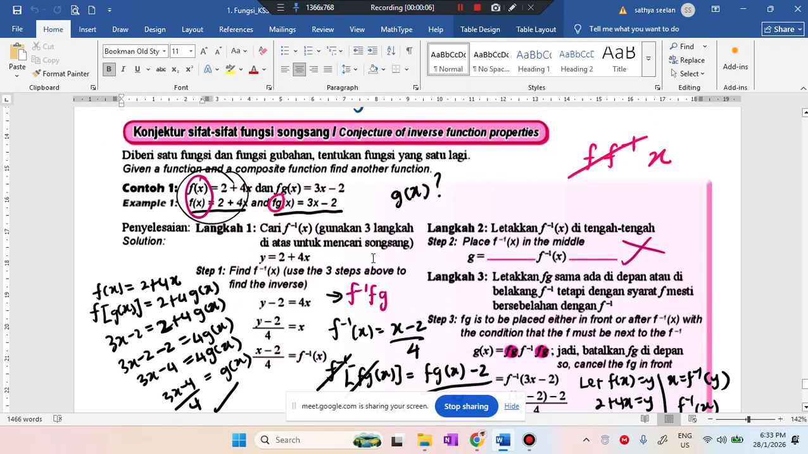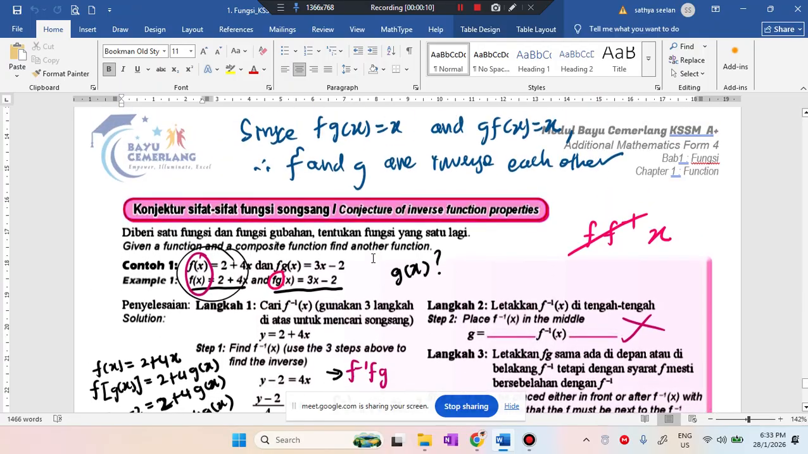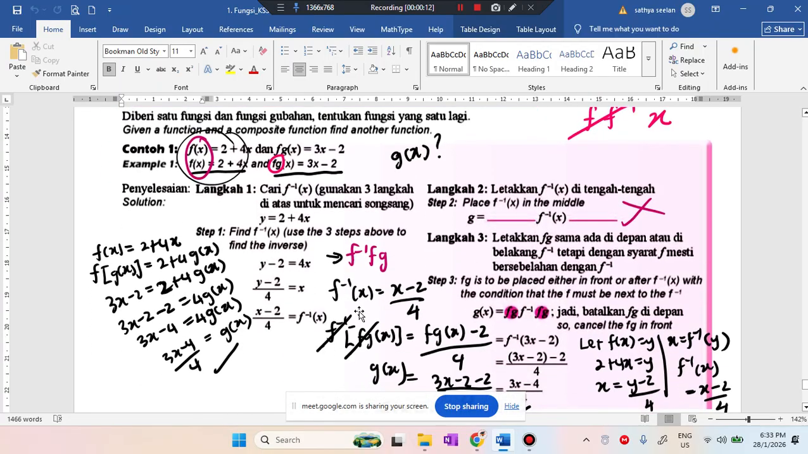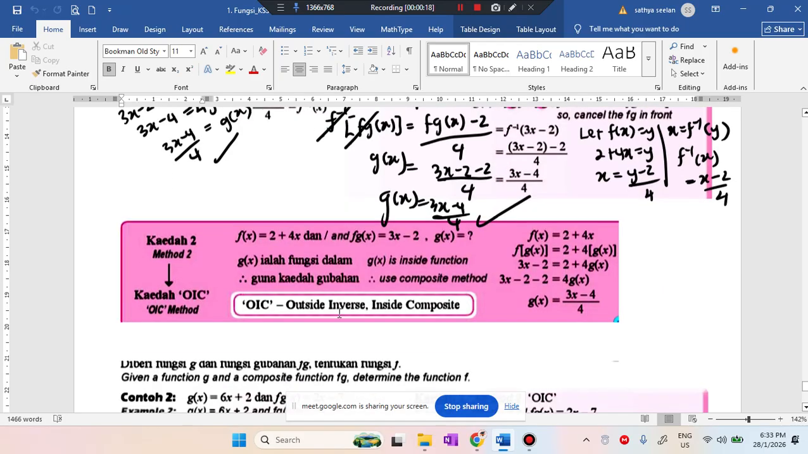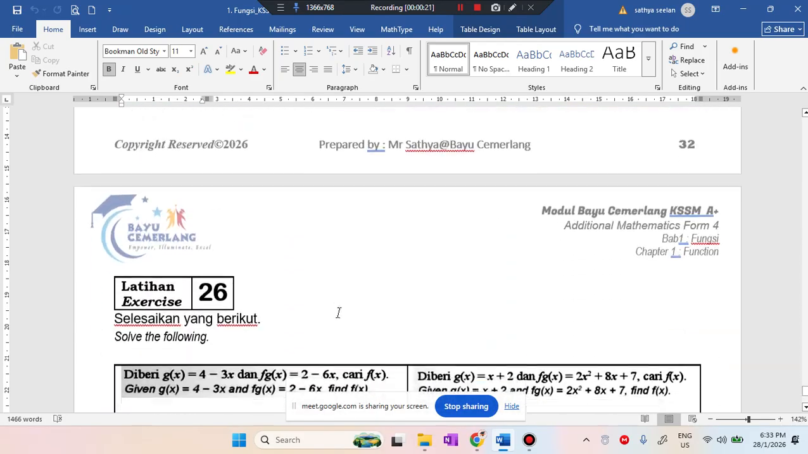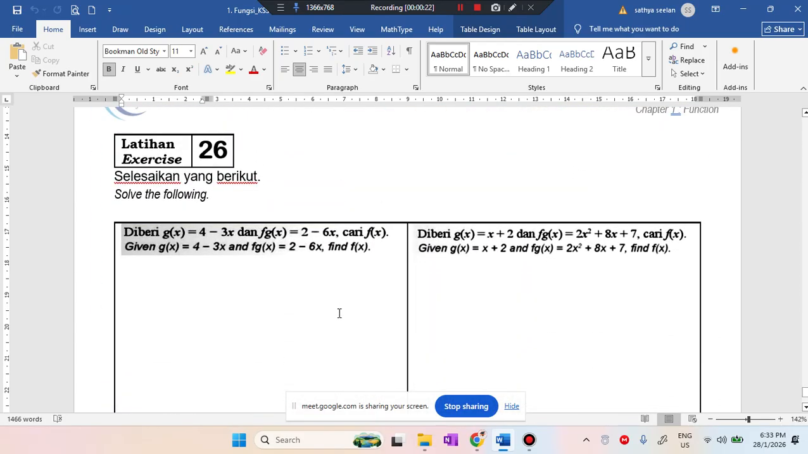The final part of inverse function. This one I already told you, you can use the previous method that I taught you to find the outside and inside function. Remember? But then you also can use the properties of inverse.